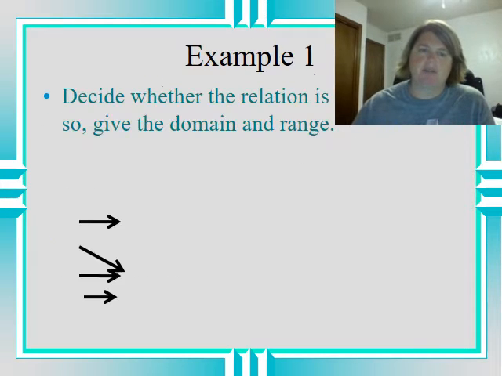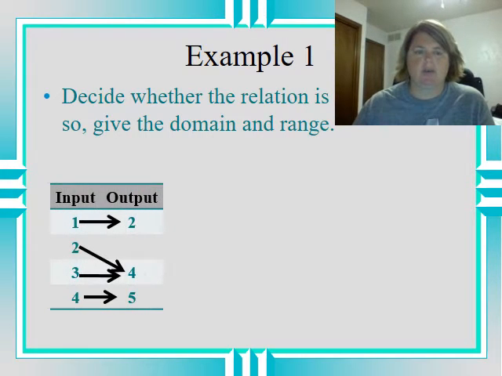All right, so decide whether the relation is a function. If so, we're going to give the domain and range. So let's look at the whole problem here. Remember that for each input, you can only have one output. So 1 maps to 2, 2 maps to 4, 3 maps to 4, and 4 maps to 5. Each of the input values does not repeat. So the answer is yes.